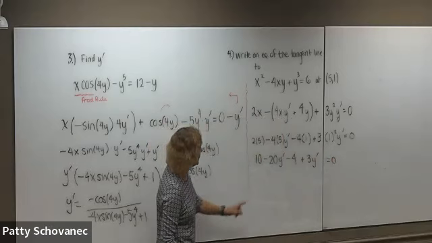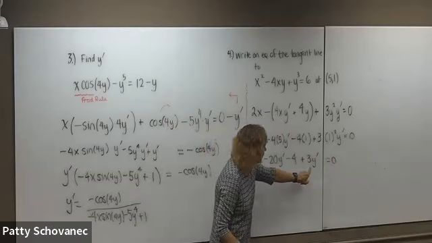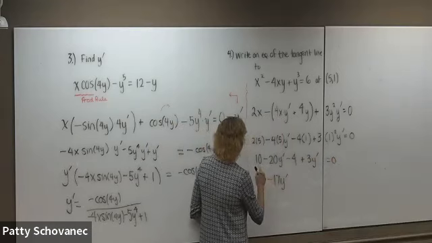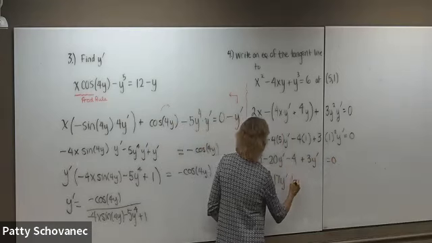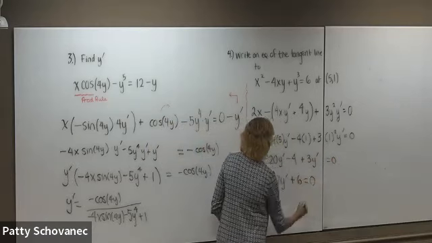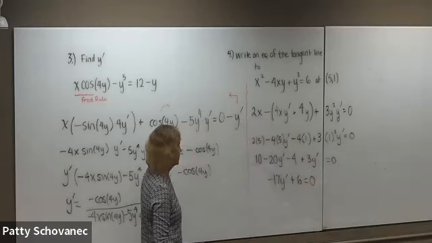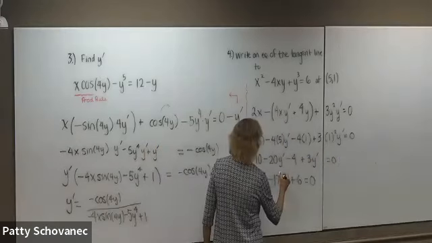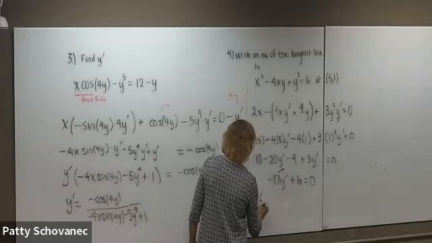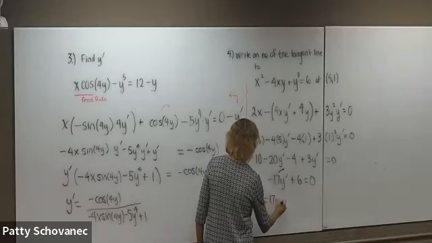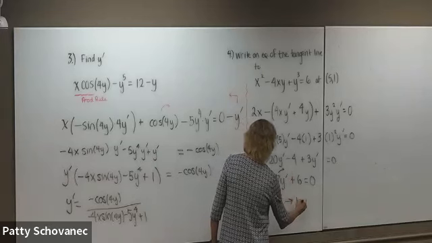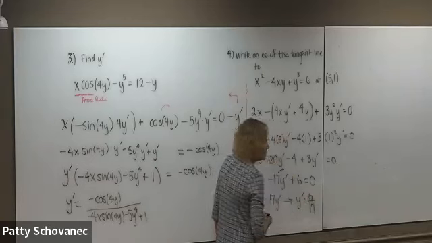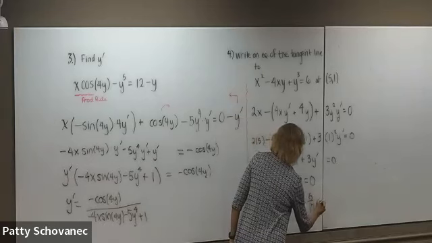We put together our like terms: minus 20y prime plus 3y prime is minus 17y prime. 10 minus 4 gives me a positive 6. And so I'm going to solve this for y prime. Let's just take this to the other side since it's negative. So we have 6 is equal to 17 times y prime, which says that y prime is 6/17. And as you know, that's the slope of the tangent line.